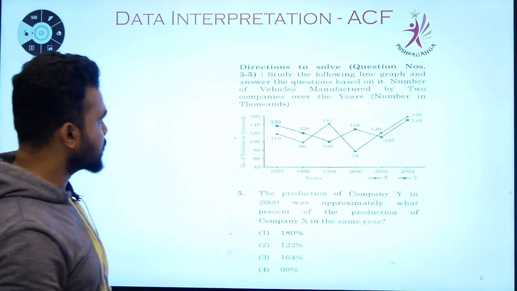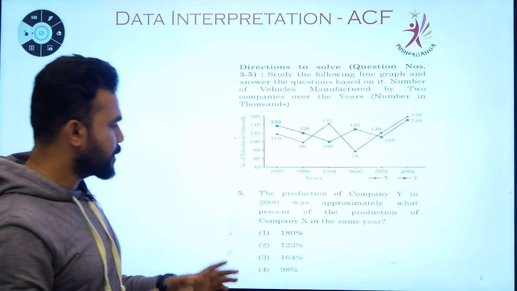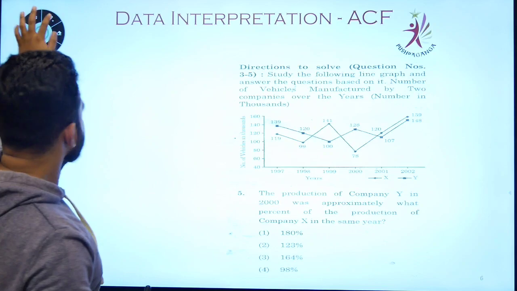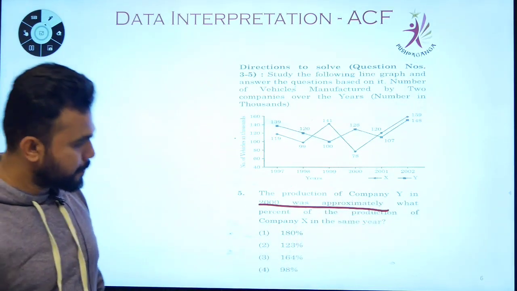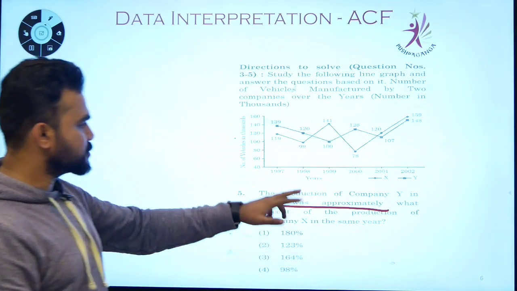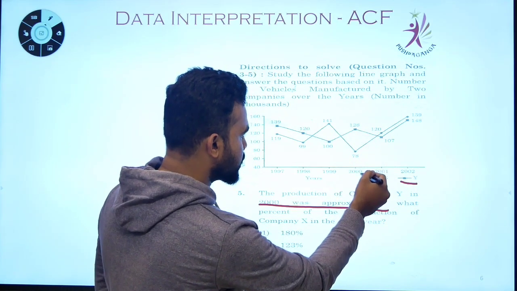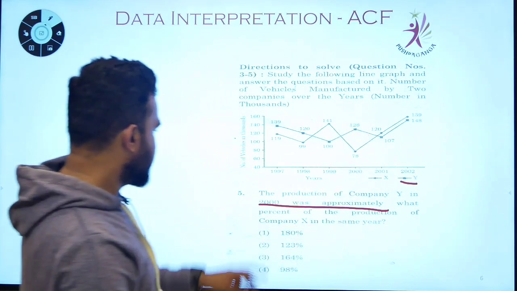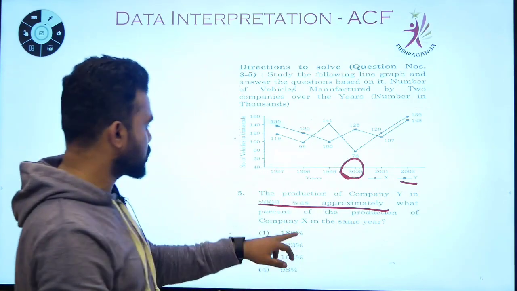So here is the last question based on this line graph. The production of company Y in 2000 was approximately what percent of the production of company X in the same year? Now we are speaking about the production of company Y, the square one, 128. We are speaking about the same year, 2000, production of company X.